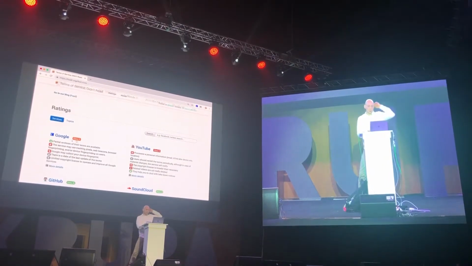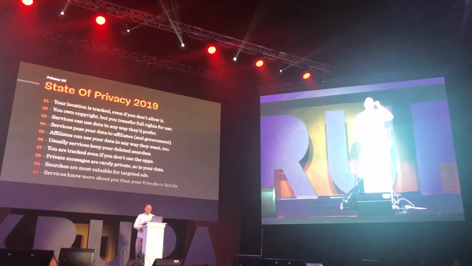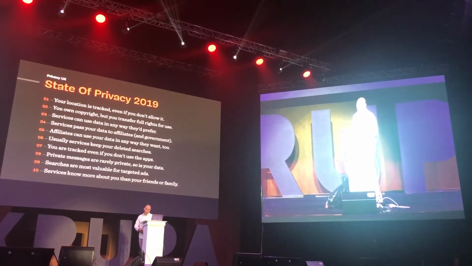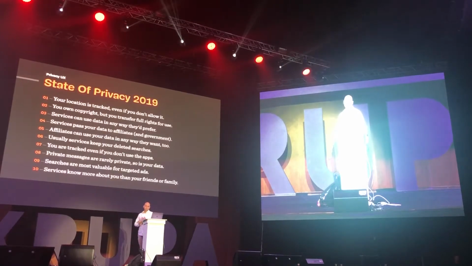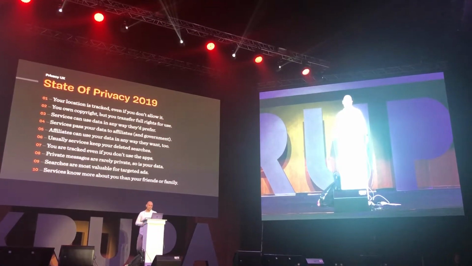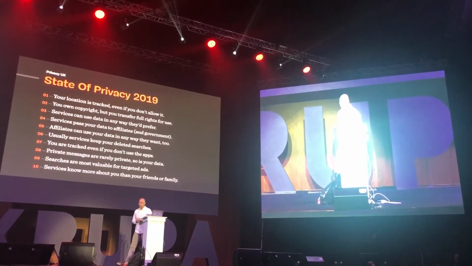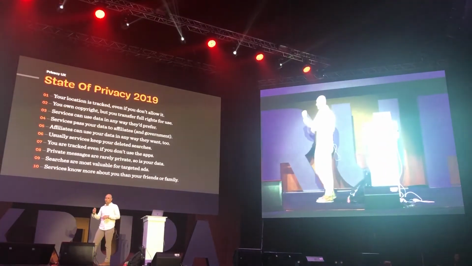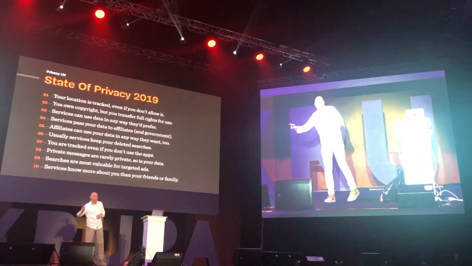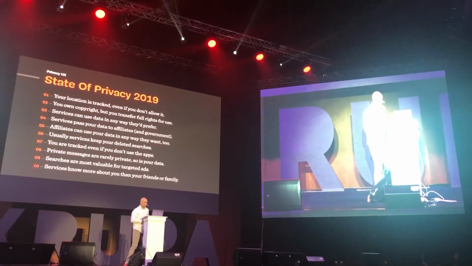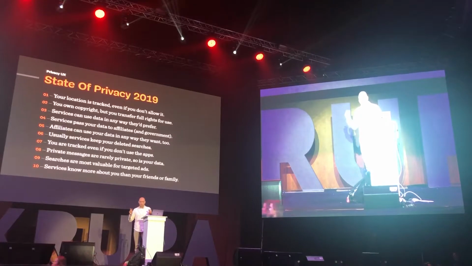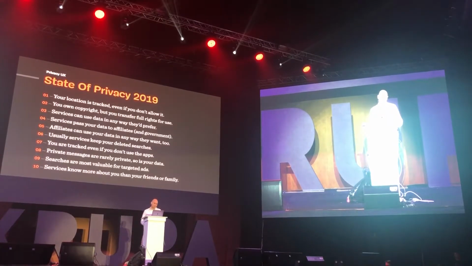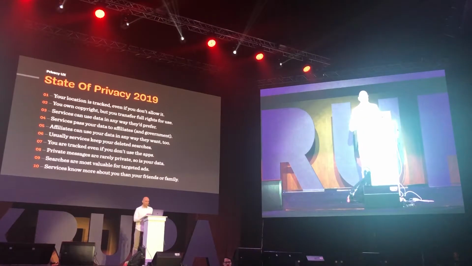And so if you look at the state of privacy, right, your location is always tracked, even if you don't like it or don't allow it. You own copyright, but you transfer full rights for use to third parties. These services can use data in any way they like. Their affiliates can use this data in any way they like. Their affiliates of affiliates can use the data in any way they like, right? Usually, whenever your account is deleted, the data is stored, so they keep information about deleted searches, and services know more about you, most of the time, than friends and family.